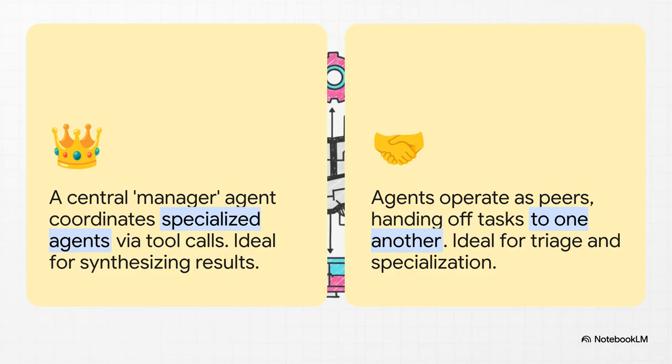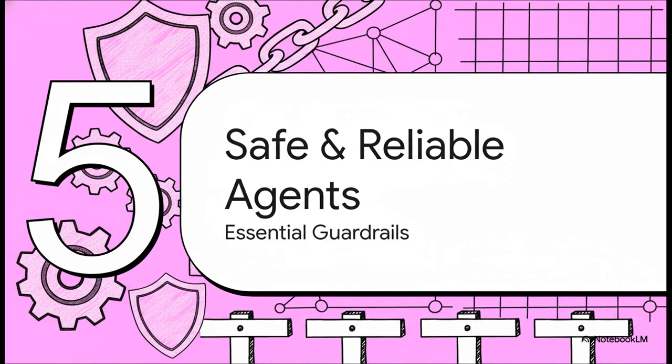This works really well for things like triage, where the first agent figures out the problem and passes it to the right specialist. Okay, now we have to talk about what is arguably the most critical piece of this entire puzzle: building agents that are safe and reliable. Because when you give an agent autonomy, you absolutely have to have guardrails in place to stay in control.